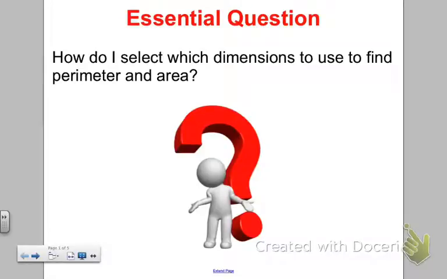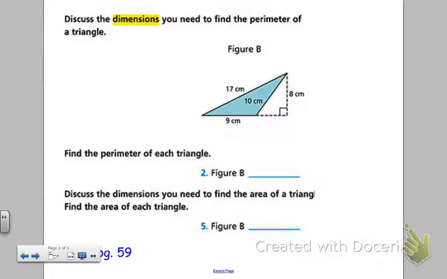In Lesson 5, we're going to answer the question, how do I select which dimensions to use to find perimeter and area? If you look at workbook page 59, you're going to see a variety of triangles and a variety of parallelograms. That's because that's where it gets really confusing as to which measurements or which dimensions you need. And dimensions is just another word for things like the length or the width or the height, the base. Those are dimensions. Now, we're going to focus on figure B at the top.